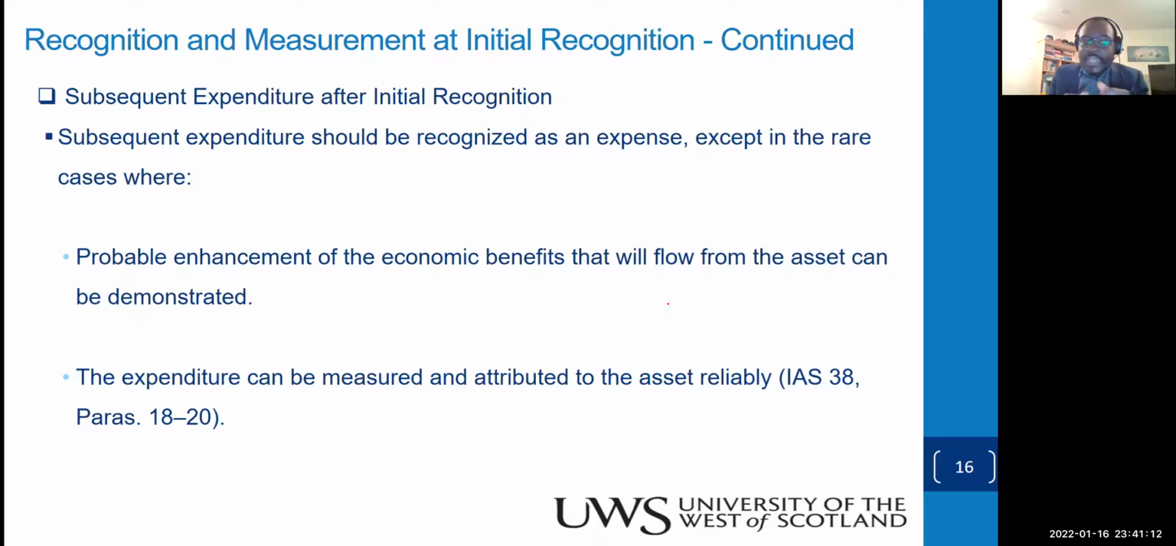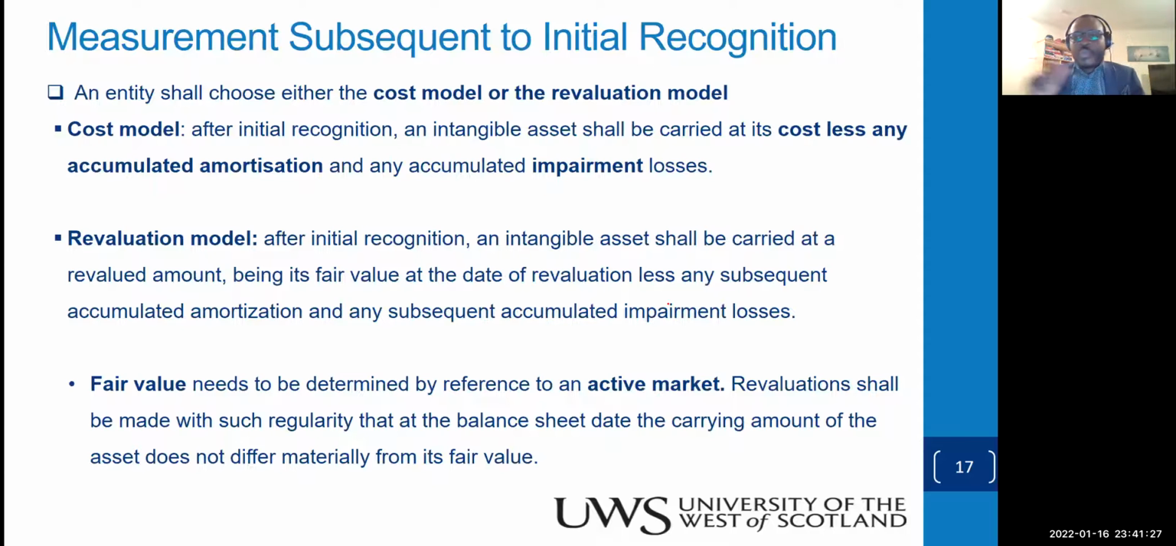Okay. Secondly, these extra costs which have been incurred we should be able to measure reliably and attribute to the assets. Okay, IAS 38 paragraphs 18 to 20. All right. Again, we mentioned two models under which we will be measuring it. Okay, cost model, okay, and then revaluation. Like I said, the cost model, what we've purchased, minus any amortization, any impairment. If it has lost value, subtract it. Okay, then you report the net value.